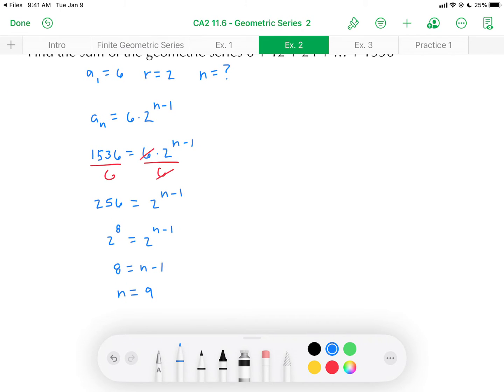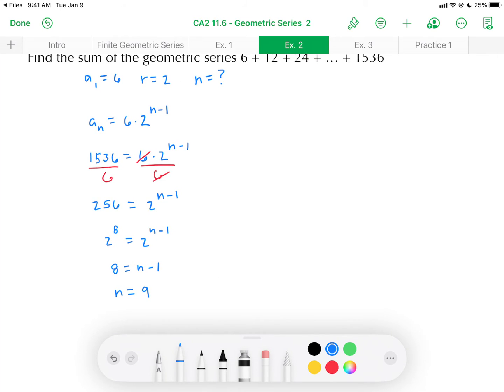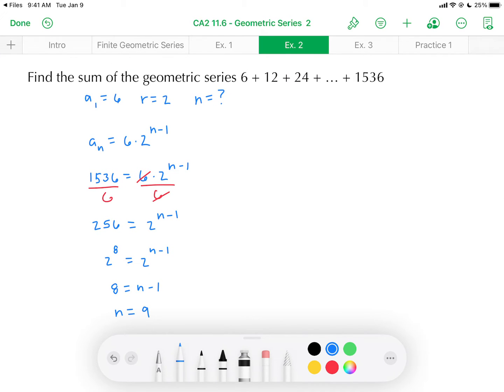So we're adding 9 terms of this associated geometric sequence together. So this sum can be represented with S sub 9. And now we find it the same way we did the last problem. So we'll take our initial value of 6 minus 6 times our r value of 2 to the power of 9, all over 1 minus our r value of 2.